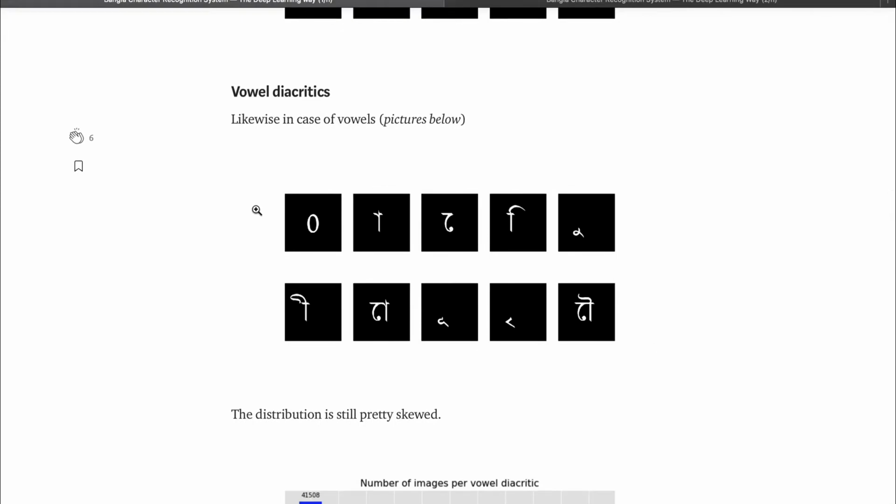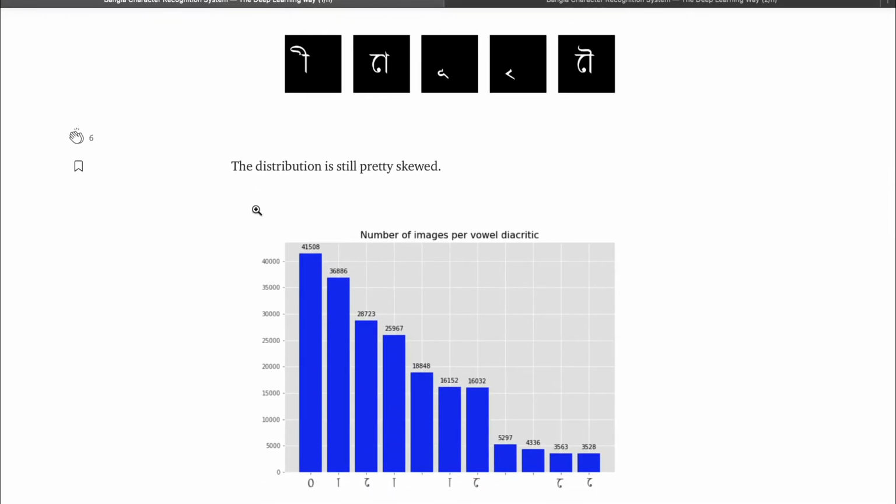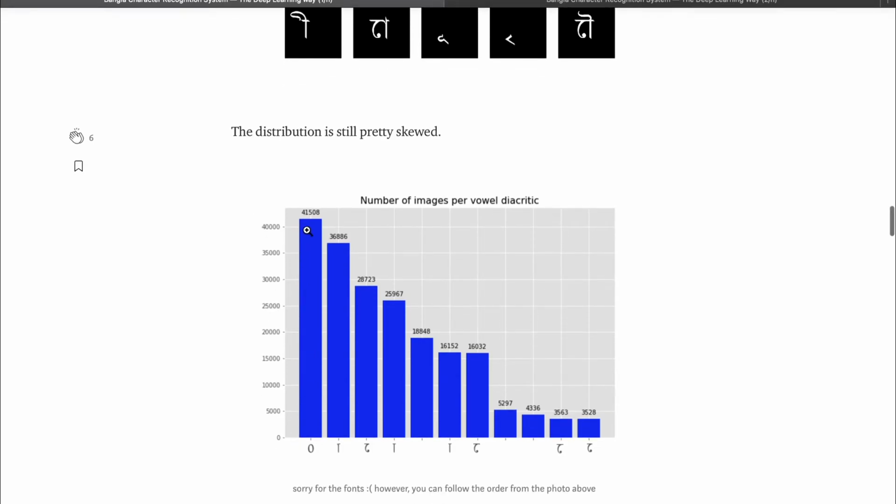And here are the top 10 most popular vowel diacritics. We also plot the distribution of the number of images per vowel diacritic. You can see nearly 42,000 images lack a vowel diacritic. This is a pretty big imbalance in the vowel diacritics here. It's actually not because of a data collection problem. It's just the nature of the Bengali language, which means most of the characters are only composed of the grapheme root and the consonant diacritics.